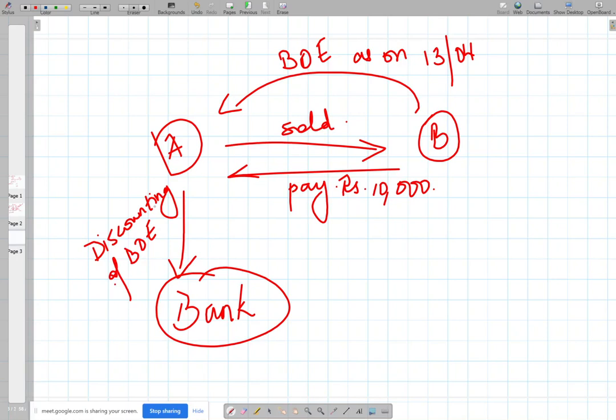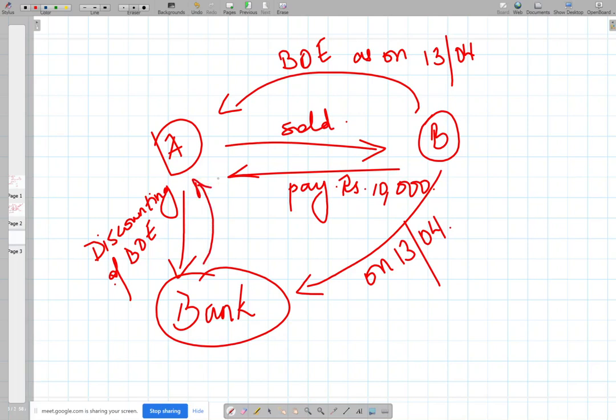Now what does discounting mean? A is going to present that promissory note, that paper, the bill of exchange, to the bank, and he will tell the bank, please give me this money, and then this party is going to pay you the money later on the maturity date, which is 13th of April. But right now you give me that amount that is written in the promissory note.